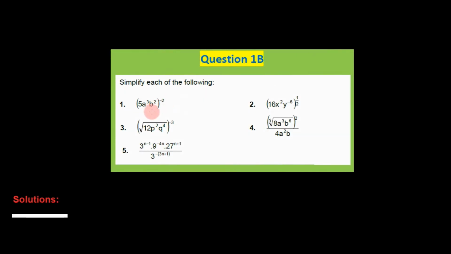So let's look at your answer to the first question here. We have a choice as to how we can start. We can either start by multiplying the power outside the brackets by each power inside the brackets, or we can invert everything and the power becomes positive. Let's go with the second option. So it's going to be 1 over 5a cubed b squared all to the positive 2.